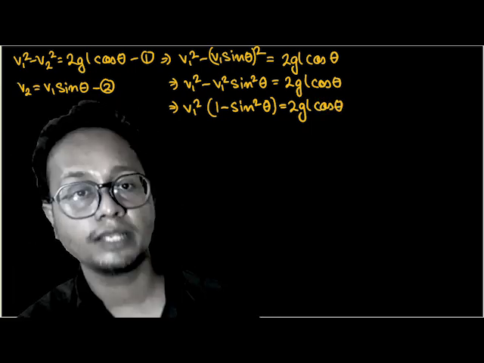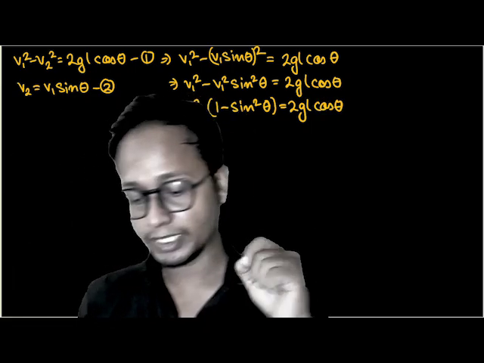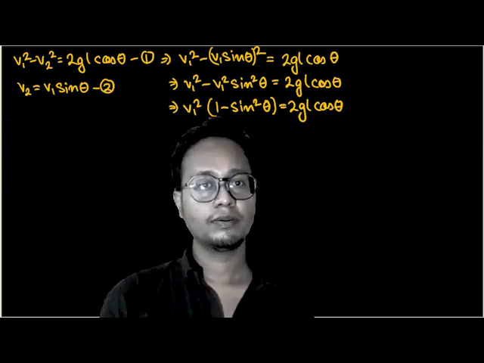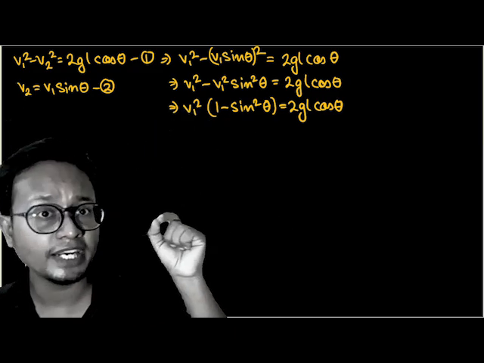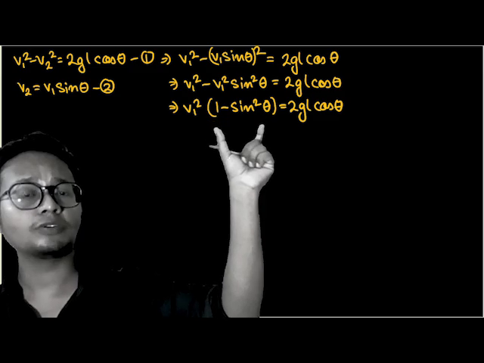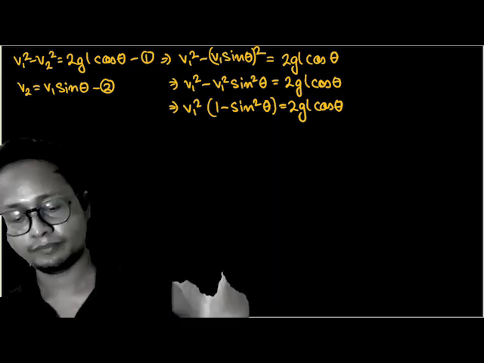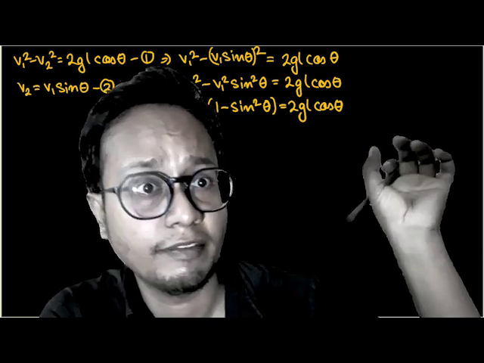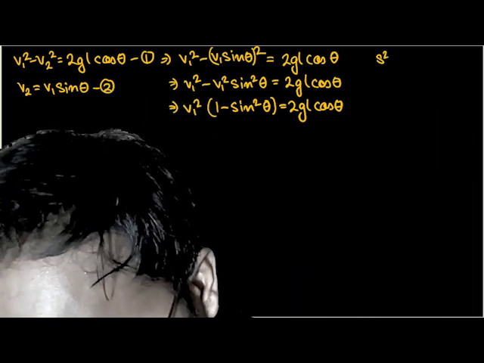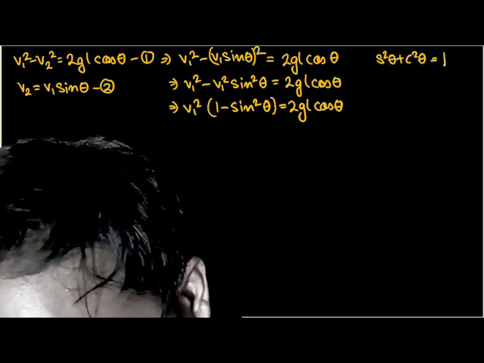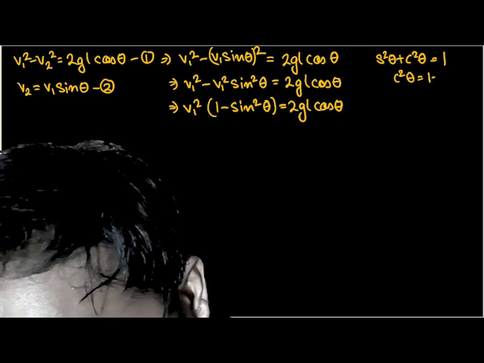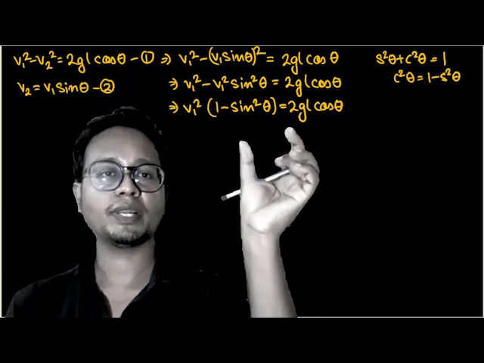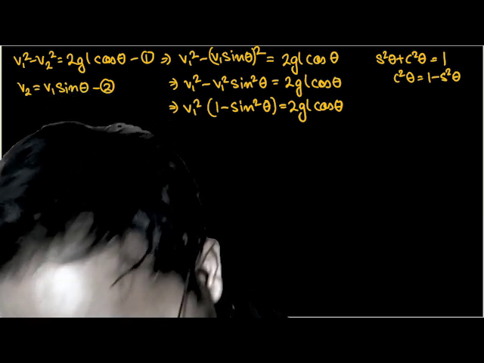And what is sin square theta plus cos square theta? Sin square theta plus cos square theta is equal to 1. So cos square theta can be written as 1 minus sin square theta. So this component can be written as cos square theta, because sin square theta plus cos square theta is equal to 1. Let me write everything. Sin square theta plus cos square theta is equal to 1, so cos square theta is equal to 1 minus sin square theta. So 1 minus sin square theta is equal to cos square theta.